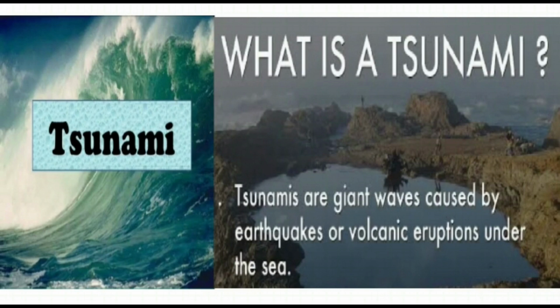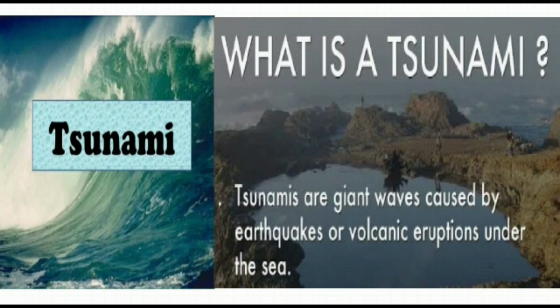Next topic is tsunami. What is a tsunami? Tsunamis are giant waves caused by earthquakes or volcanic eruptions under the sea. The word tsunami is a Japanese term meaning harbor waves. It is adapted to describe large seismically generated sea waves caused by earthquakes, submarine explosions, and landslides. These waves travel at a great speed and the length of the waves exceeds 600 km.